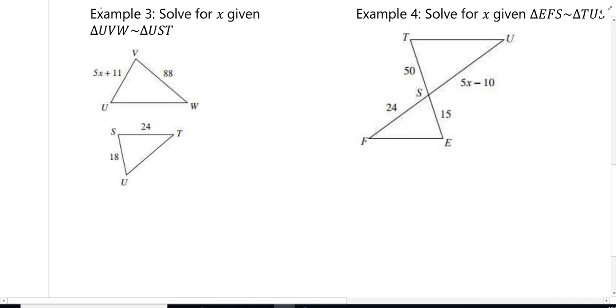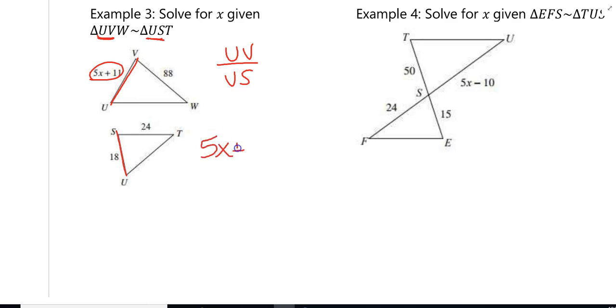In this case, we have a binomial, so we have more than just an x, right? But we set up our proportion the exact same way. So if I'm going to be looking at this side right here, this is going to be side UV. UV is going to correspond to US. So UV is going to be over US. So US would be over here. UV was 5x plus 11. That's going to be over US, which is what we just said.